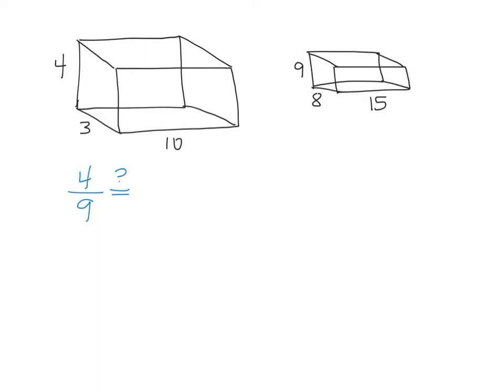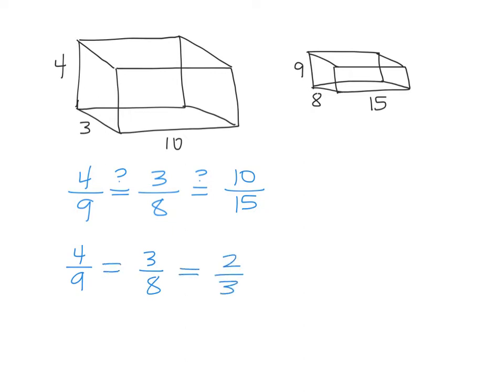Is that equal to my widths? So that would be 3 to 8. And then lastly, we're comparing our lengths, and that would be 10 to 15. So we reduce all of them if we can. Well, I can't reduce 4/9, I can't reduce 3/8, but I can reduce 10/15 to being 2/3. Are any of these equal? No. So these are not similar.